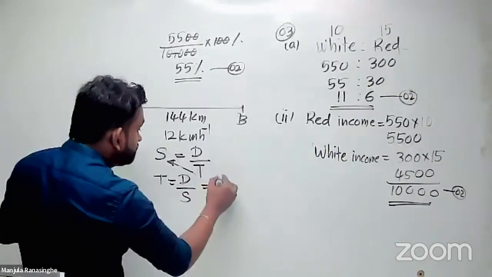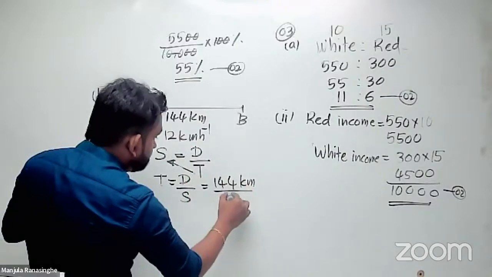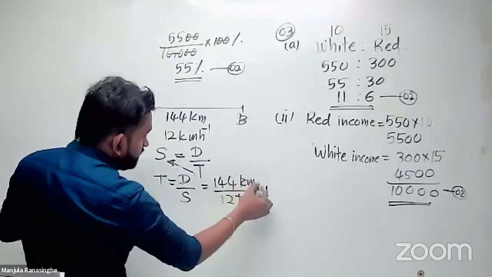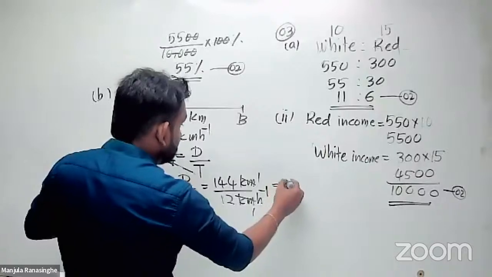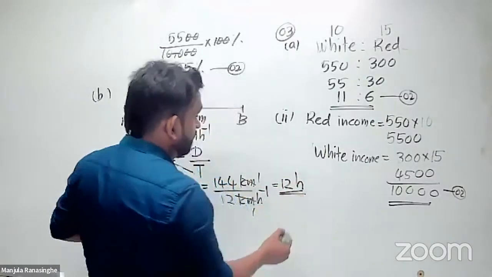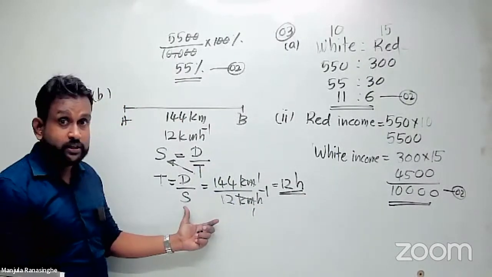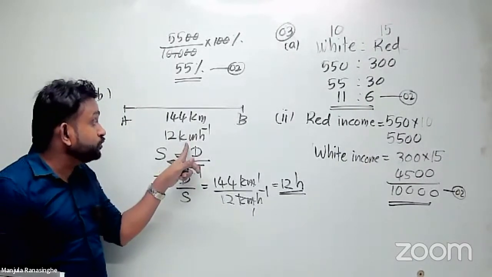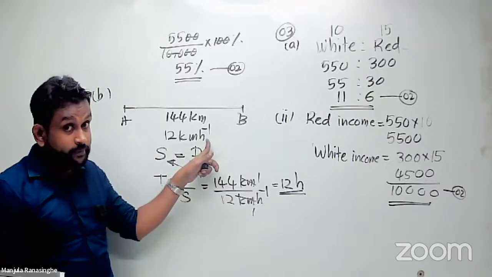So what is the distance? 144 kilometers divided by the speed 12 kilometers per hour. Now you can see kilometers cancelled. 144 divided by 12 is 12. The hour to the power minus 1 goes to the top as hours. So 12 hours. Okay, right? So as per the equation, time equals distance over speed. Or further, to travel 12 kilometers it takes 1 hour. That's the definition of 12 kilometers per hour.